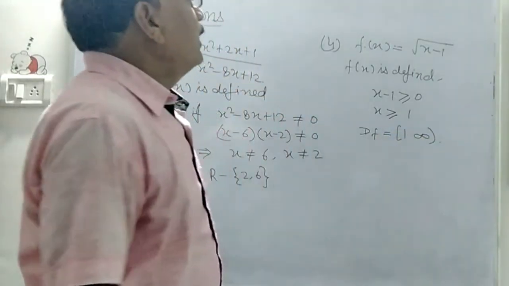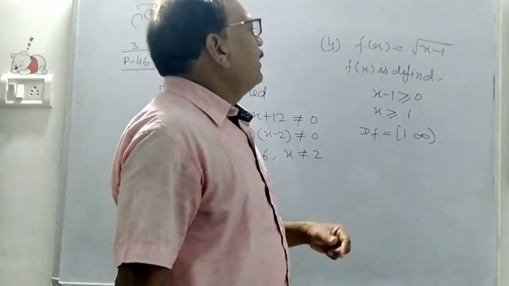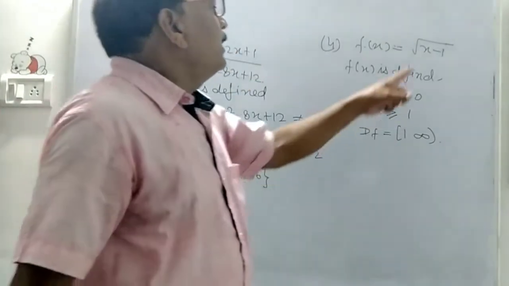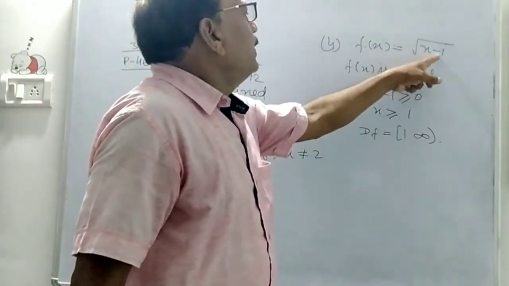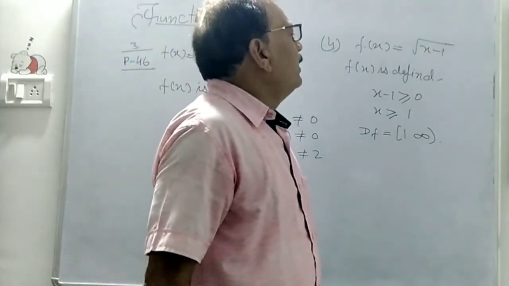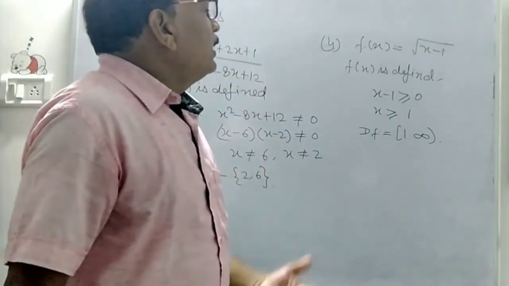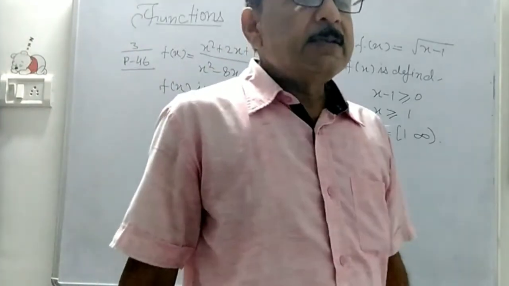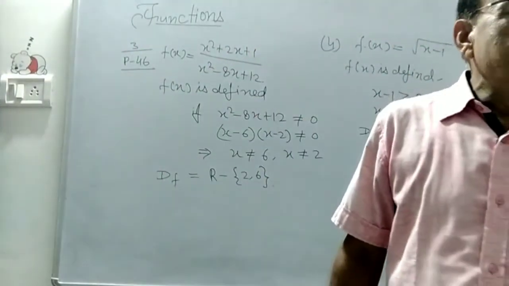ये डोमेन हो गया. और रेंज क्या हो जाएगा? रेंज देखिए, यहाँ 1 रखे तो ये 0 आएगा. तो रेंज इज ग्रेटर देन 1.